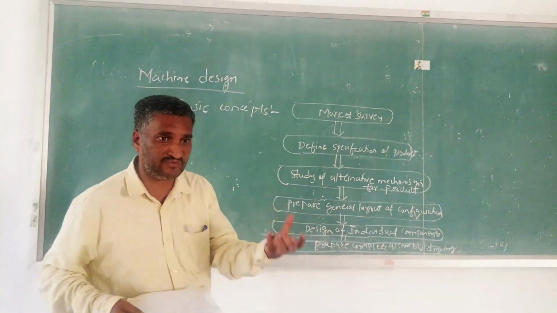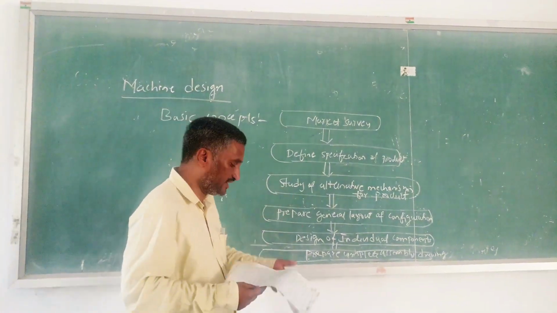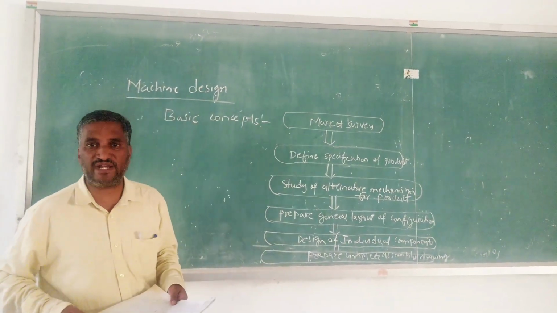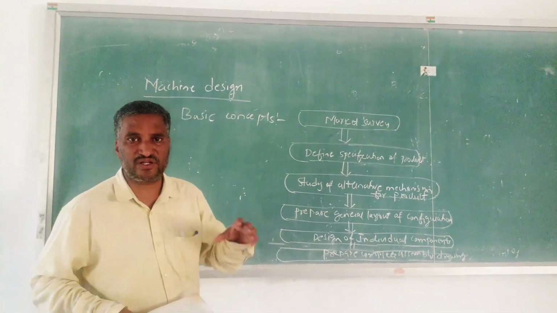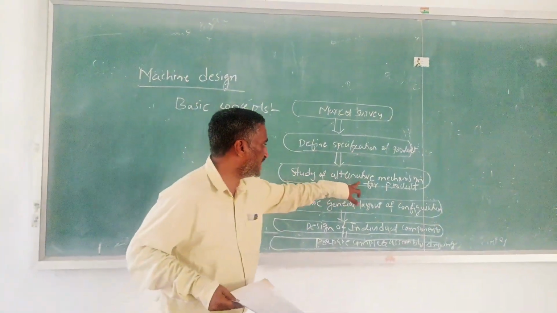That's the one thing. Second one, sir, define market survey, define the specification of the product. Based on the specification of the product only, you want to go for the design. Third one, you have study of alternative mechanism. What is the study of alternative mechanism? You have made the product sketches, rough sketches, different sketches of the product.